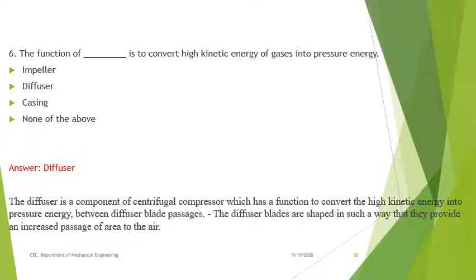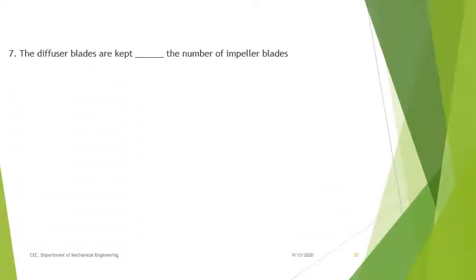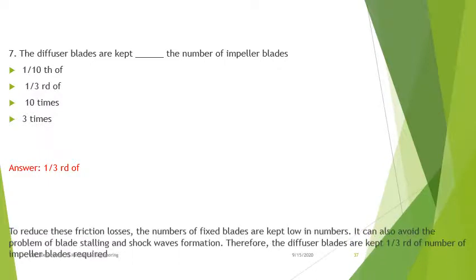The diffuser blades are shaped in such a way that they provide an increased passage of area to the air. The diffuser blades are kept dash the number of impeller blades: 1 by 10th, 1 by 3rd, 10 times, 3 times. The answer for this one is 1 by 3rd of the number of impeller blades.